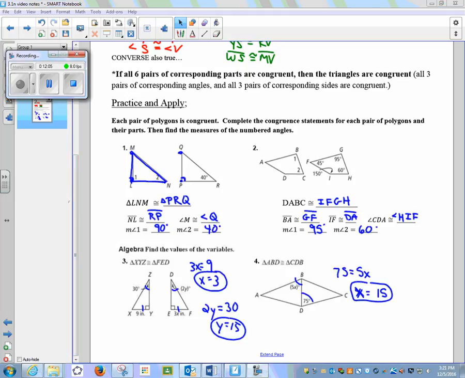Okay, just check your answers here. Make sure they make sense to you. And that's it. Just 2 things to take away. All the corresponding parts are congruent when you have congruent polygons, congruent angles, and congruent sides. Those are the corresponding parts. And order matters. When you are writing a congruent statement, you have to make sure you put them in the corresponding order.